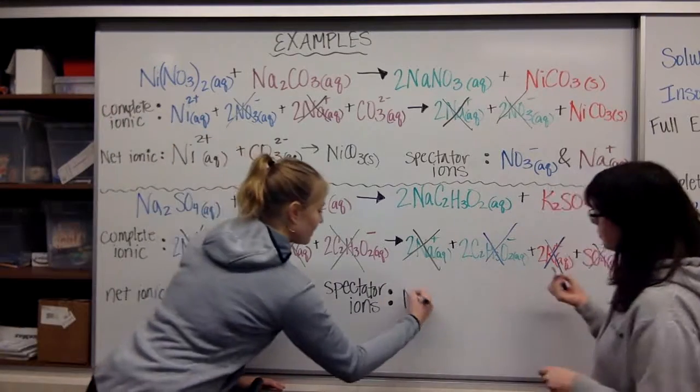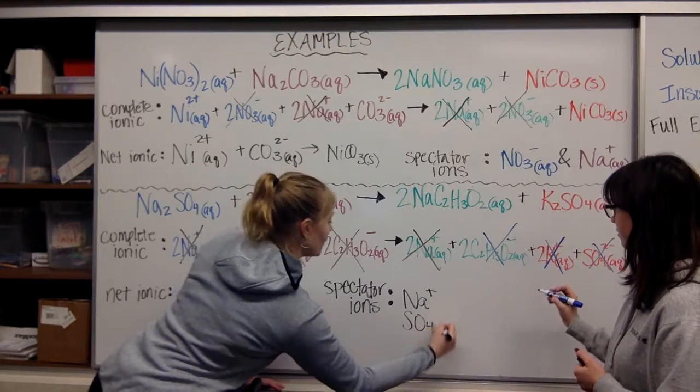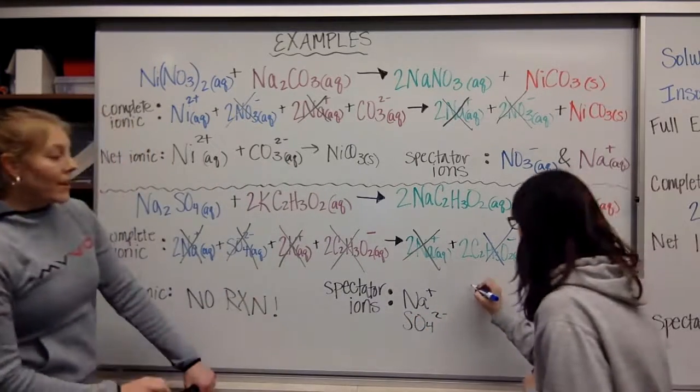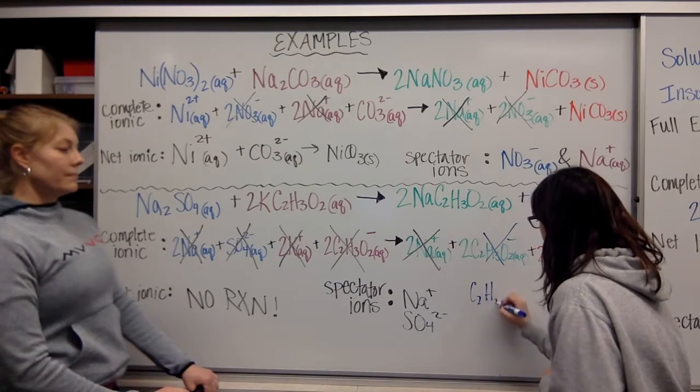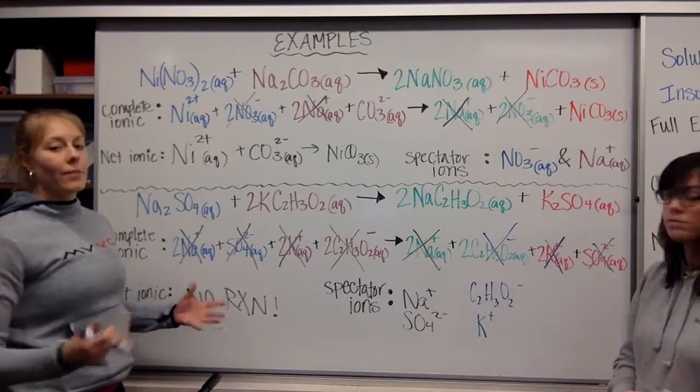So we would write Na+, SO4 2-, C2H3O2 with a minus charge, and K+. All of them are spectator ions.